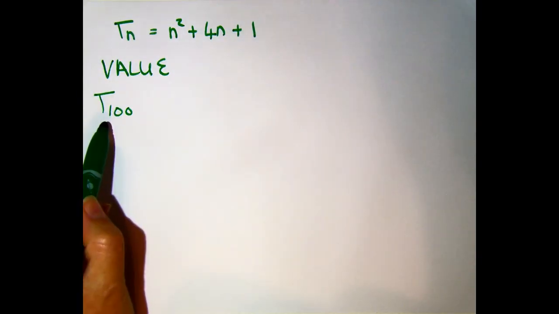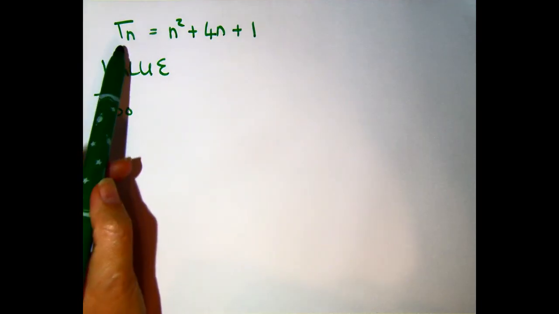Okay, so T100 means that every time you see an n, you are subbing in 100.